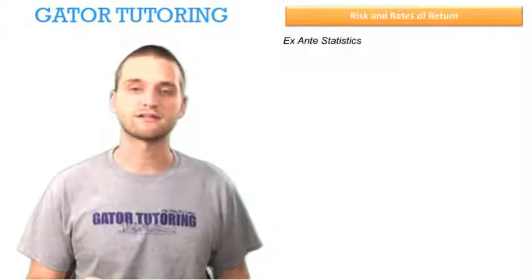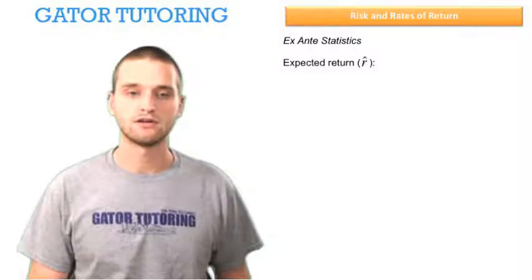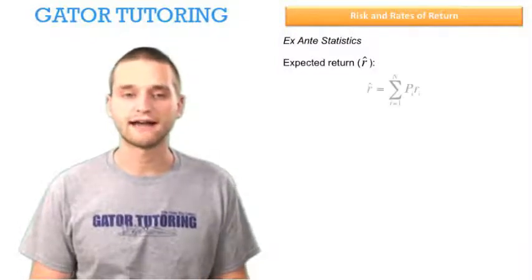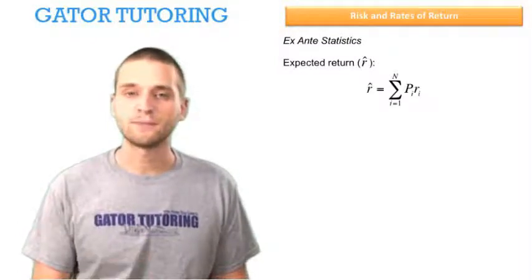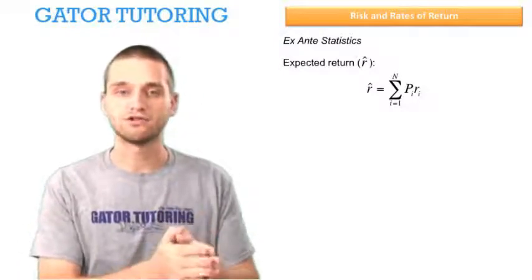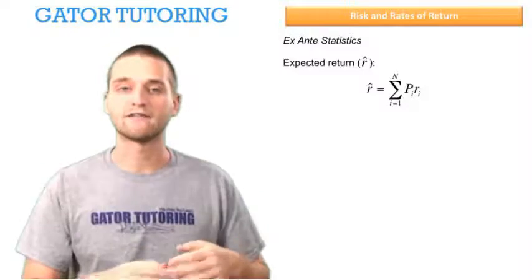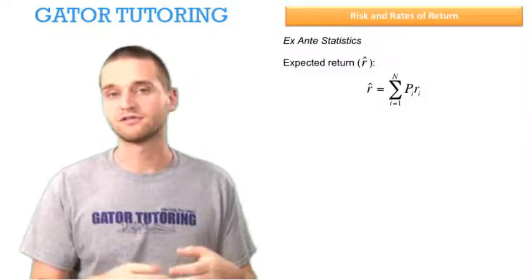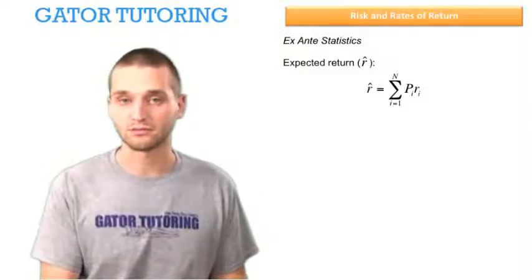So let's look at some ex ante statistics. The expected return will denote R hat, and this is just the sum of the weighted returns that are assumed to be in the future periods. So we're looking forward into the future. This is ex ante, so we're trying to predict the return we're going to earn.